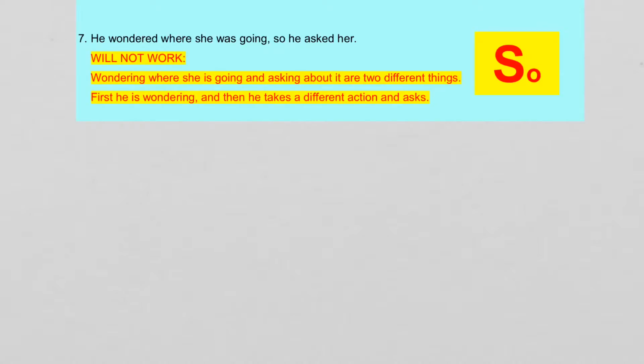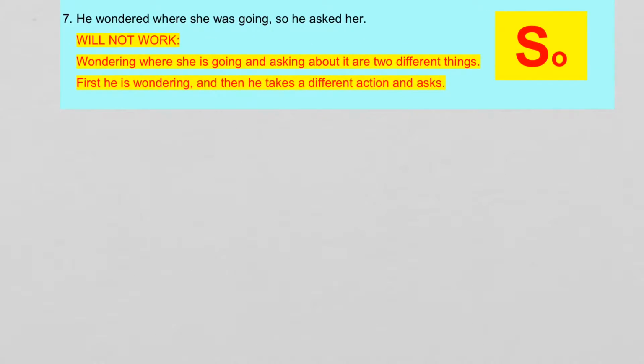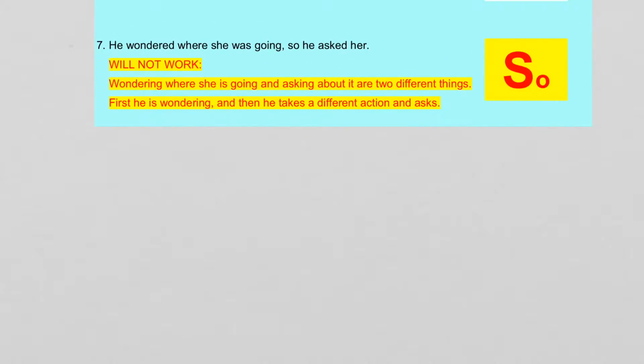Okay, now, this would not work with a semicolon, because wondering where she is going and asking about it are two different things, right? And when I say that, I mean that you think of it this way. At first he's wondering, and then he goes and asks her, right? Instead of something like he wondered where she was going, he thought of asking her, right?